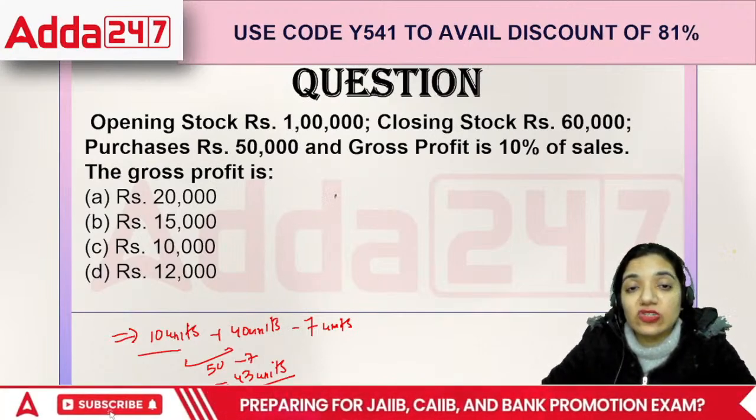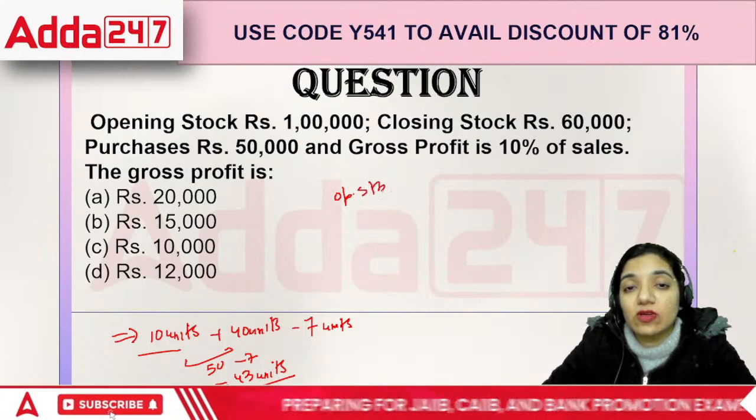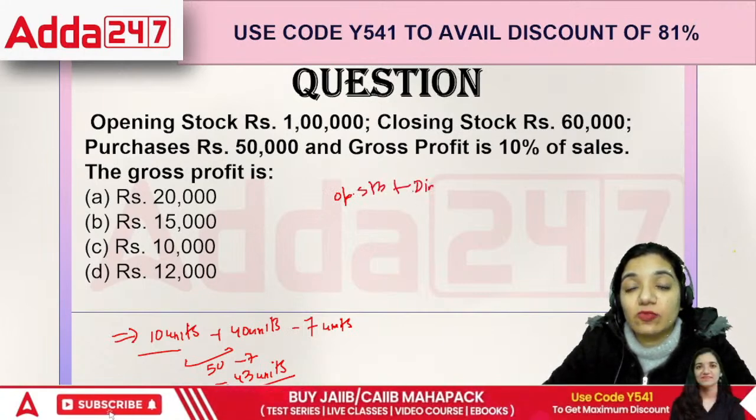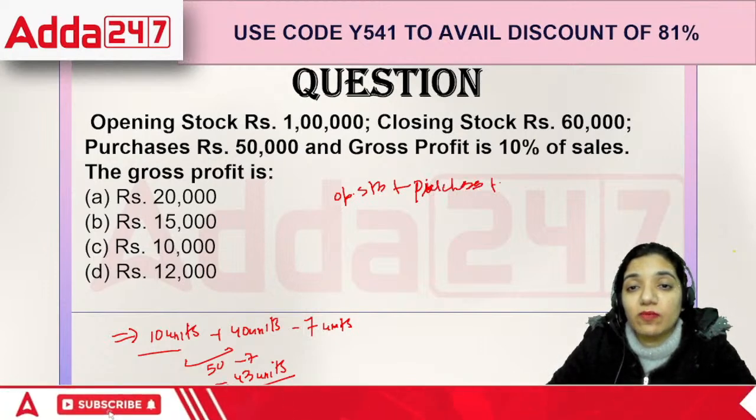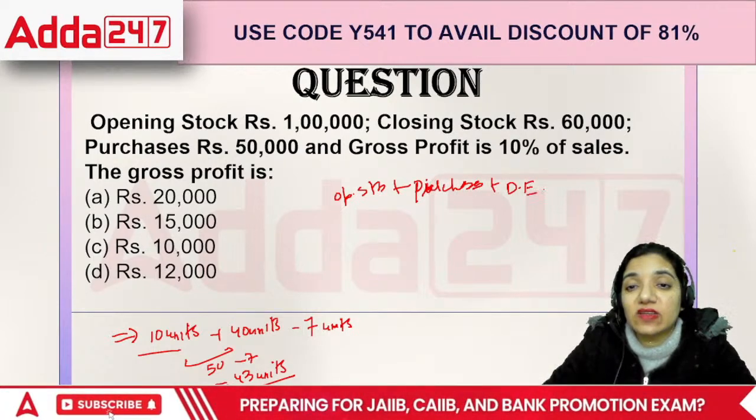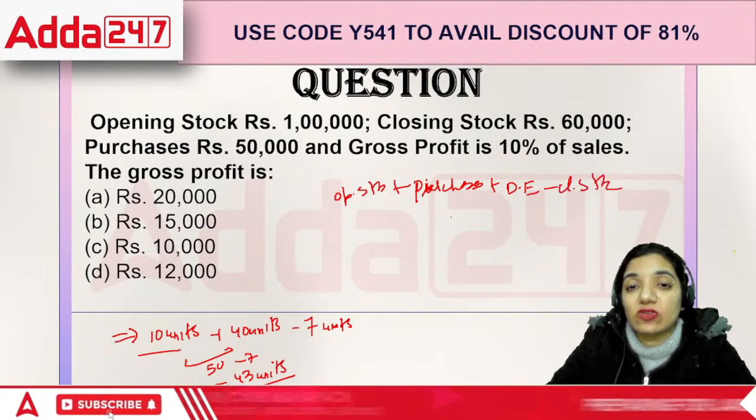It says first is opening stock plus purchases plus the direct expenses minus the closing stock.